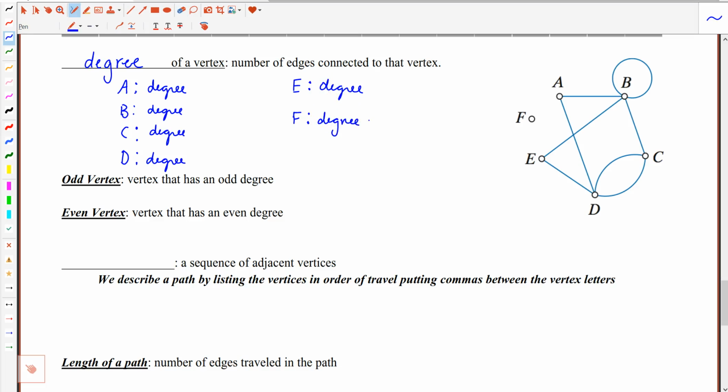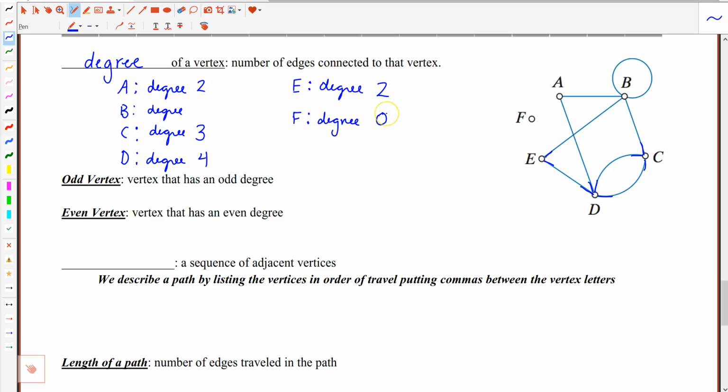Okay, so first for A. So how many edges are connected to A? 2. Okay, so that's going to be the degree of that vertex. Now we're going to come back to B in a moment. Let's move on to C. So how many edges are connected to C? So I've got this one, and this one, so it'll be 3. Connected to D would be 4. Connected to E is 2, and connected to F, well, it doesn't have any edges connected to it, so it's degree 0.